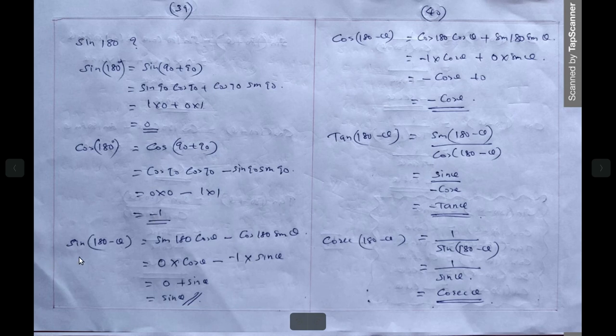Then you can find sin(180-θ). That is sin(A-B) = sin A cos B - cos A sin B. Sin 180 is here 0, so 0 into cos θ minus cos 180, which is minus 1, into sin θ. Finally the answer is sin θ. Similarly, all other trigonometric relations can be calculated.